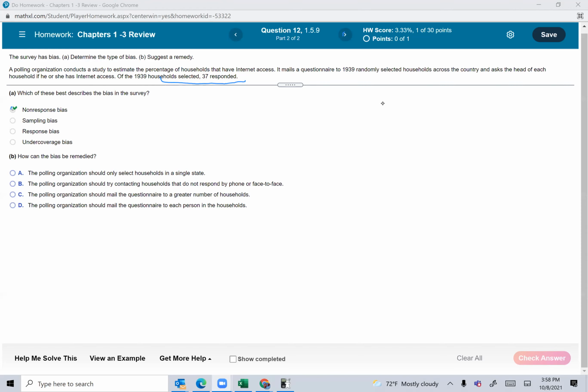Does A make sense? No. The polling should only select households in a single state? No. And let me see D if they make sense. The polling organization should mail the questionnaire to a greater number of households. Well, if they mail it to a greater number, they're still going to get fewer responses, because they mailed it to 2,000, they only got 37.